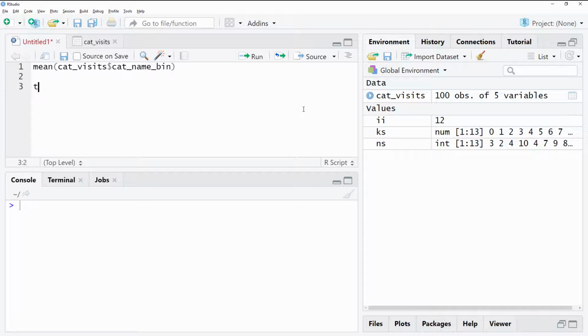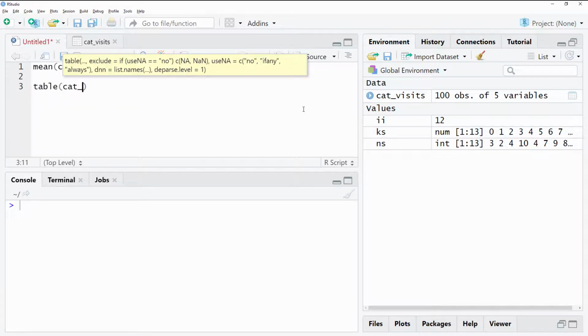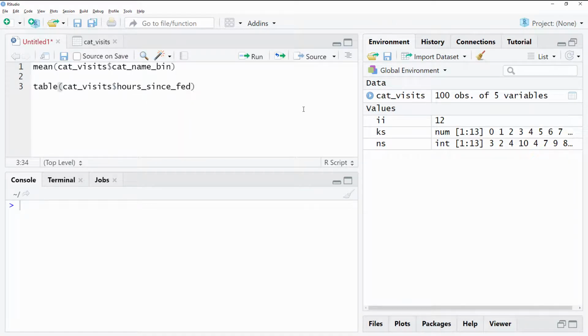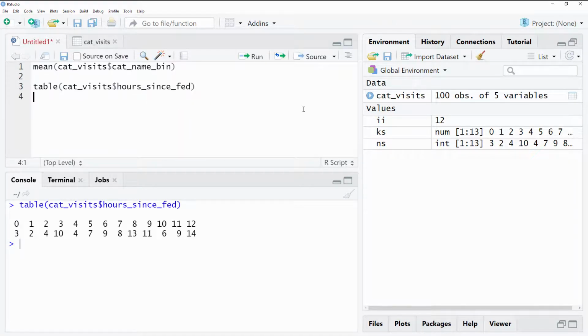And so if we think about the table command, and we pass into the table command the variable that we're interested in, so that's our since fed on our cat visits object, well, table is going to give us this table that tells us for 0 we had 3, for 1 we had 2 observations, for 2 we had 4, and so these values given out of table are actually going to be the n values that we care about.